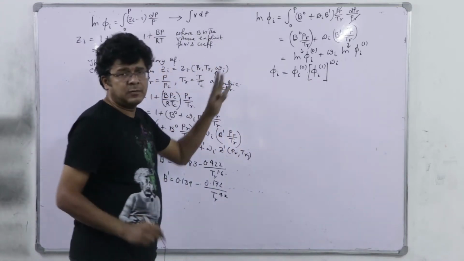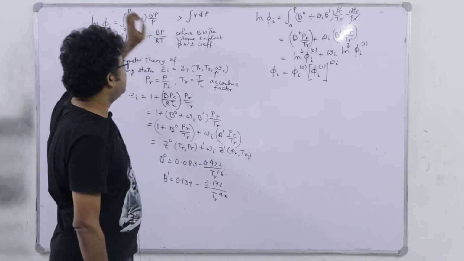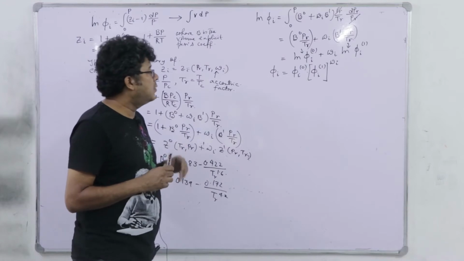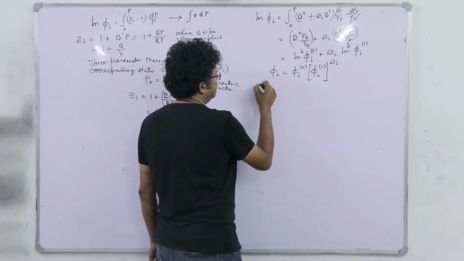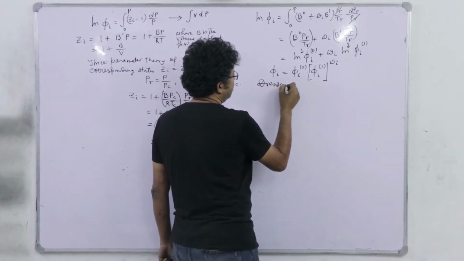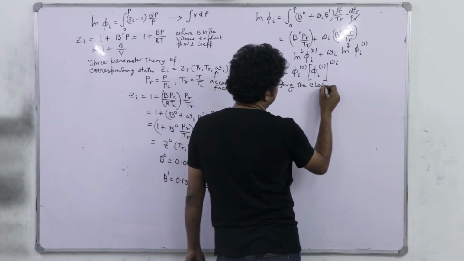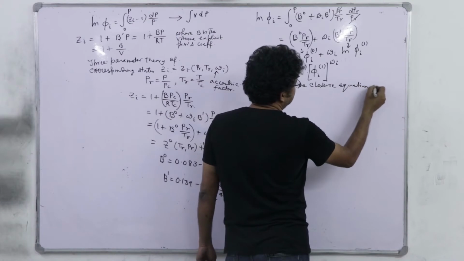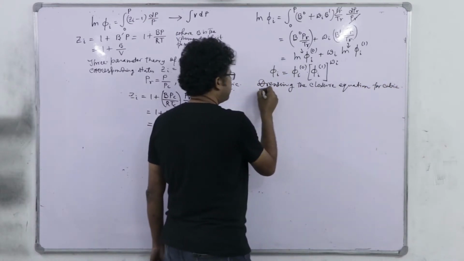So, in a way what I am trying to demonstrate is that we can exactly calculate ln phi i using the virial equation of state. Now, you see, addressing the closure equation for the cubic equation of state.